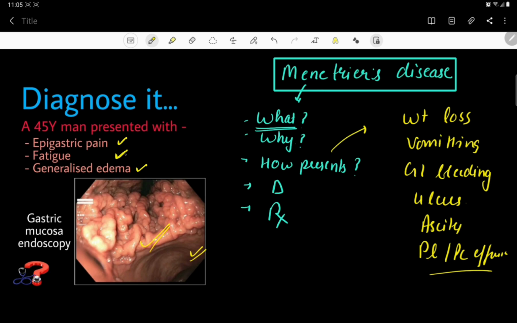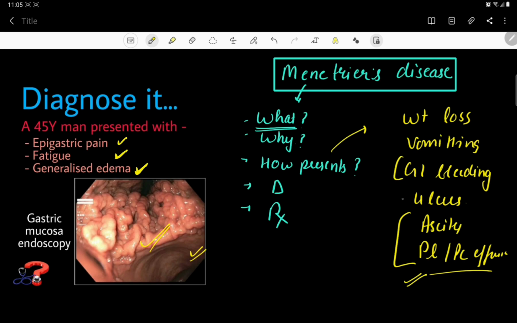Why is the fatigue occurring? Due to decreased absorption of iron. When the patient develops anemia, that leads to fatigue. And also, due to the malabsorption, the patient can develop fatigue. Why is the edema occurring? Due to the decrease in protein absorption, due to hypoalbuminemia, the edema occurs. And why are ascites and pleural effusion occurring? This is also due to the hypoalbuminemia.